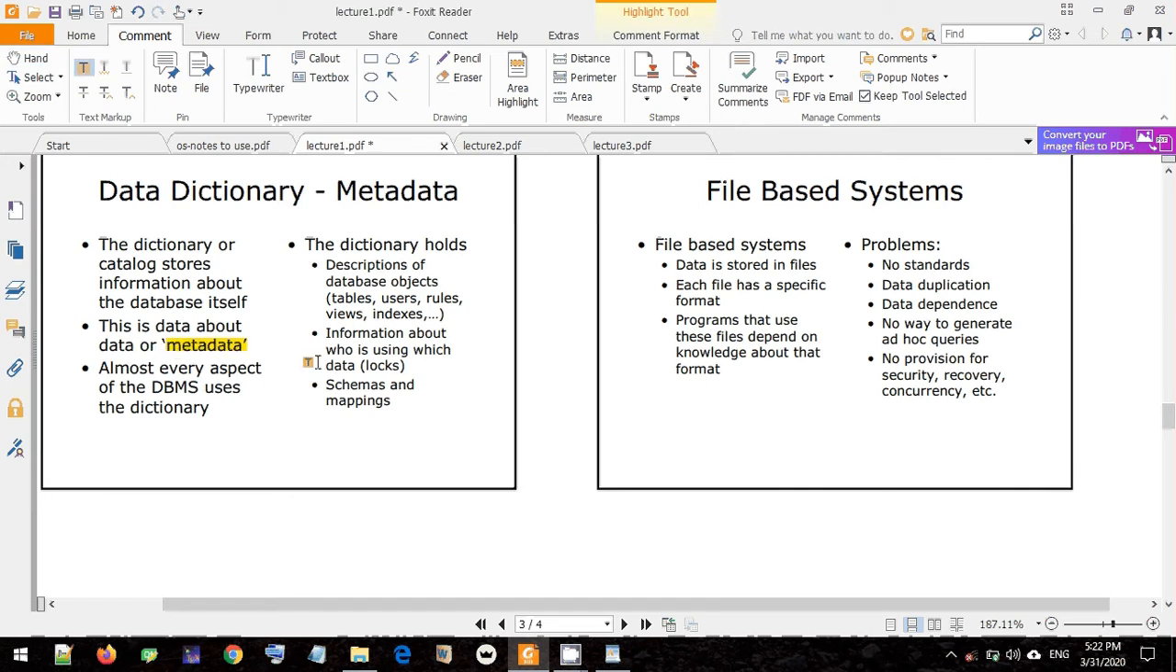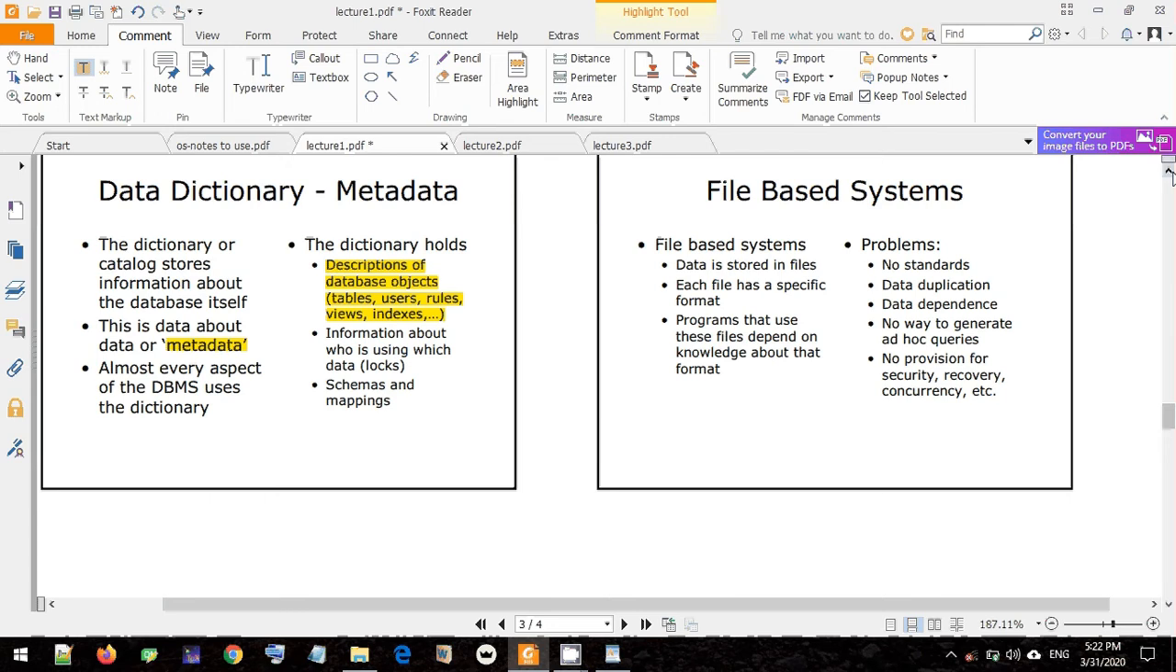Almost every aspect of the database management system uses a dictionary. That's because it is the foundation of the database management system, and this dictionary holds descriptions about database objects like tables, users, rows, views, indexes. It also contains information which we use with the data. That's data logs, and it has schemas and mappings.